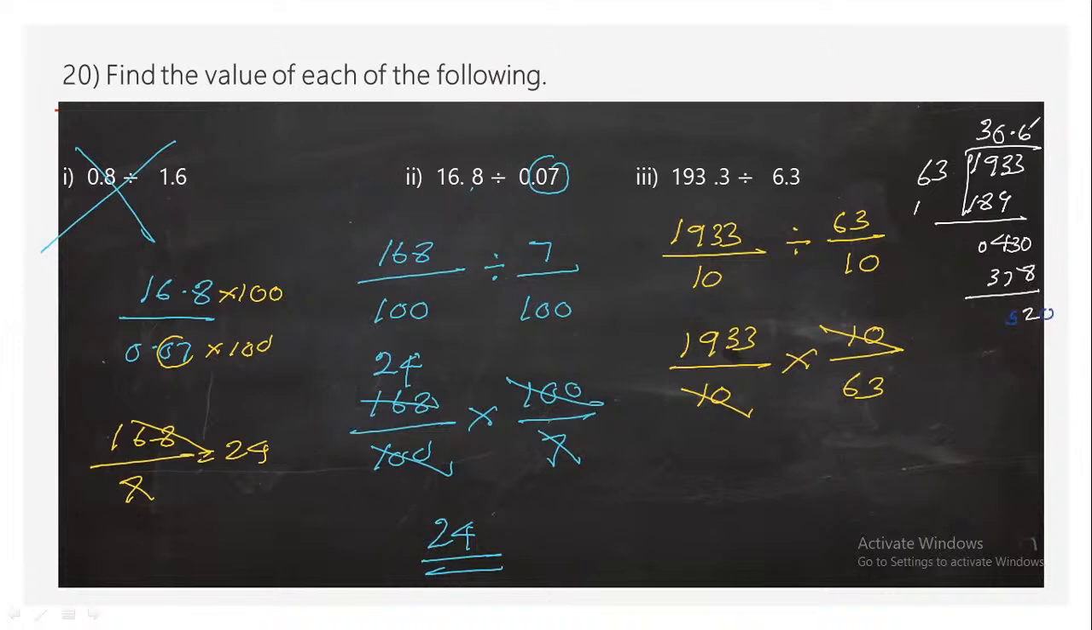520 may be about 8. 8 times 3, 24, 2 remaining. 8 times 6, 48 and 2, 50. Remaining 16. It is recurring again and again. So I will write the answer as 30.68.